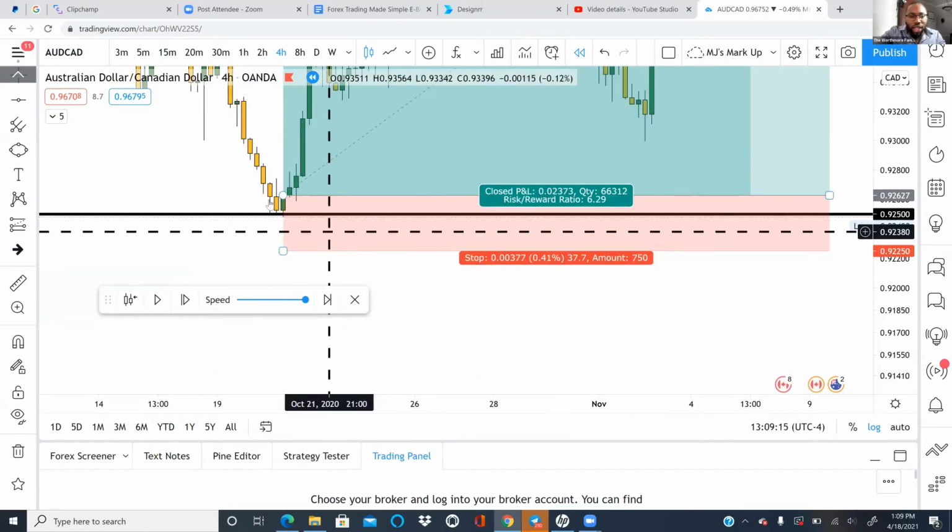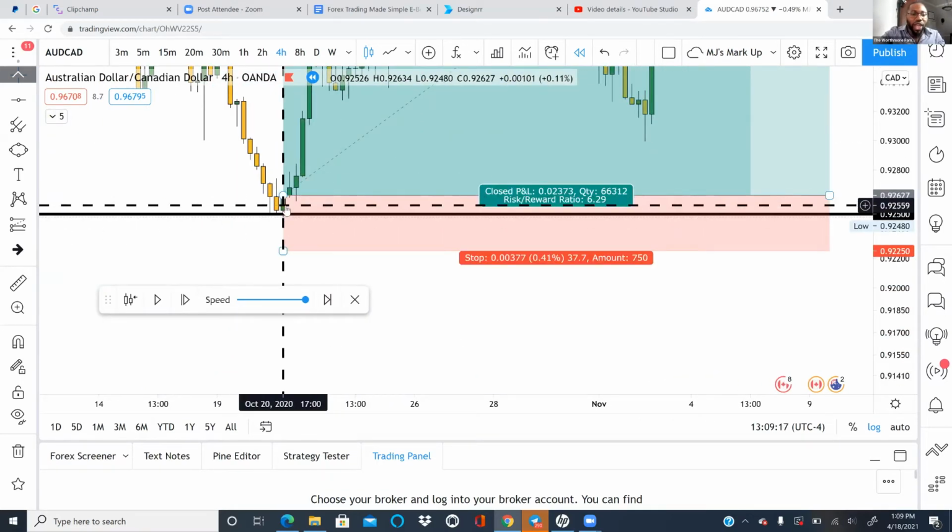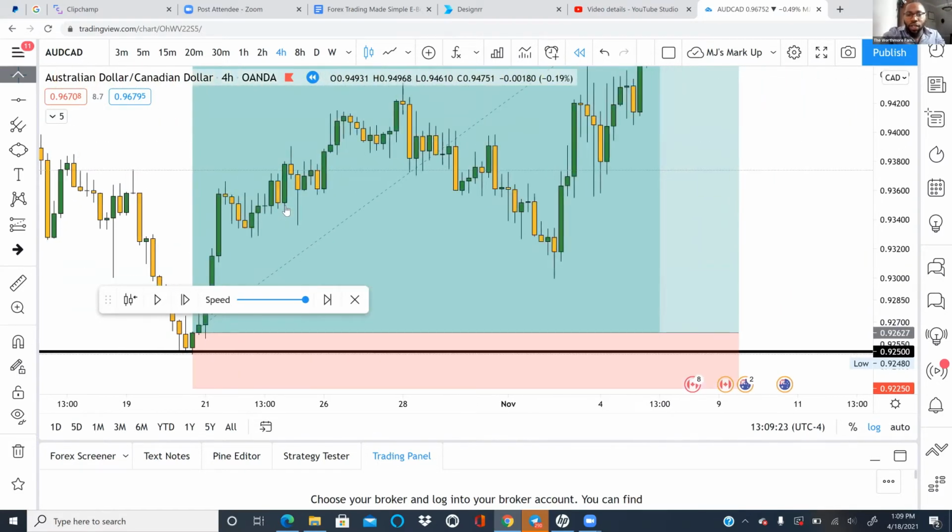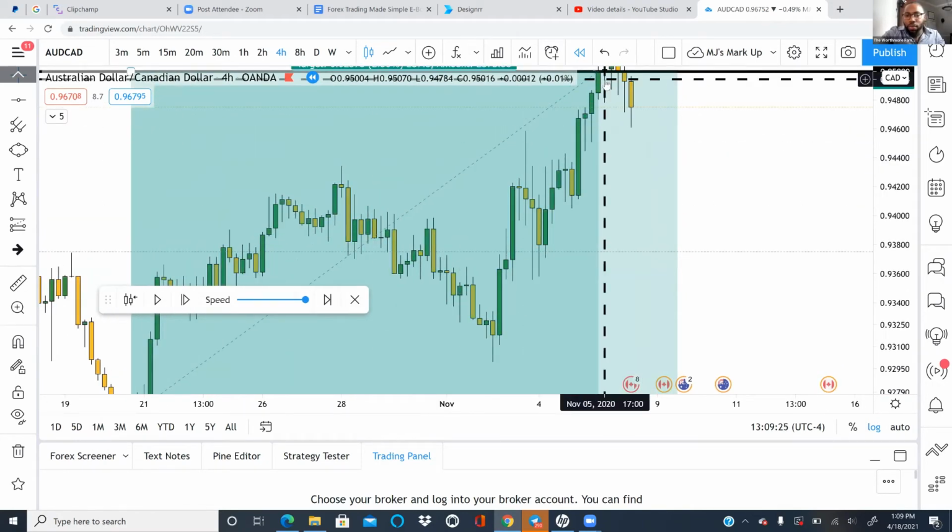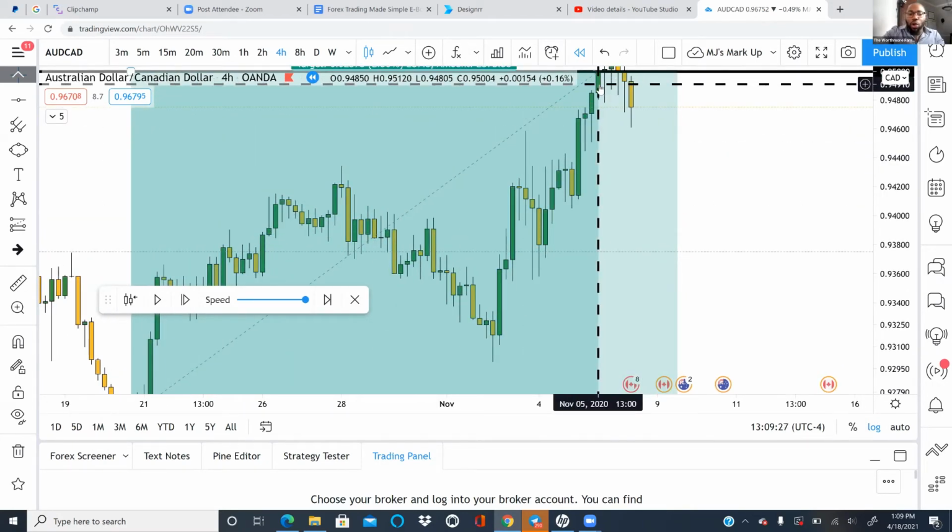You made your entry at the end of this candle, October 20th, 2020, right? And then the order filled and hit your ultimate TP November 5th. So between October 20th and November 5th, that is 16 calendar days. It took 16 calendar days to crack 238 pips.